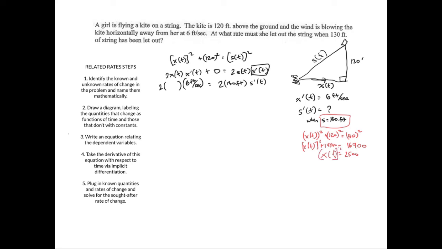Ooh, that's messy, sorry. So x of t then would be 50. And that's what's going to go here. So I'm going to finish solving it, basically. Let's see, this would be 260 feet times s prime. And that would be 12 times 50, which is 600 feet squared per second. So when I divide both sides by 260, that would be 60 over 26, which is 30 over 13 feet per second.